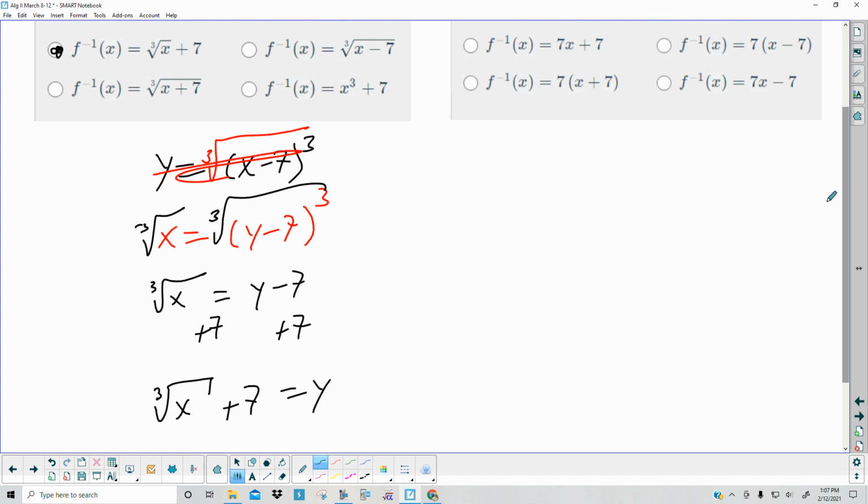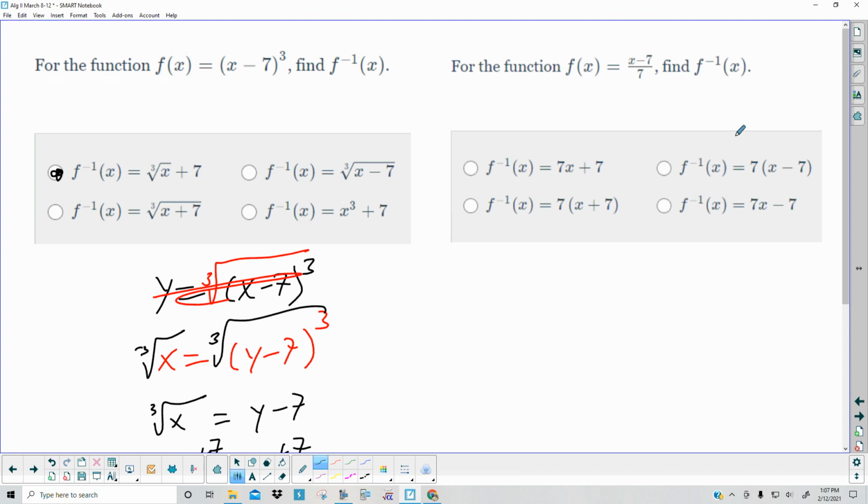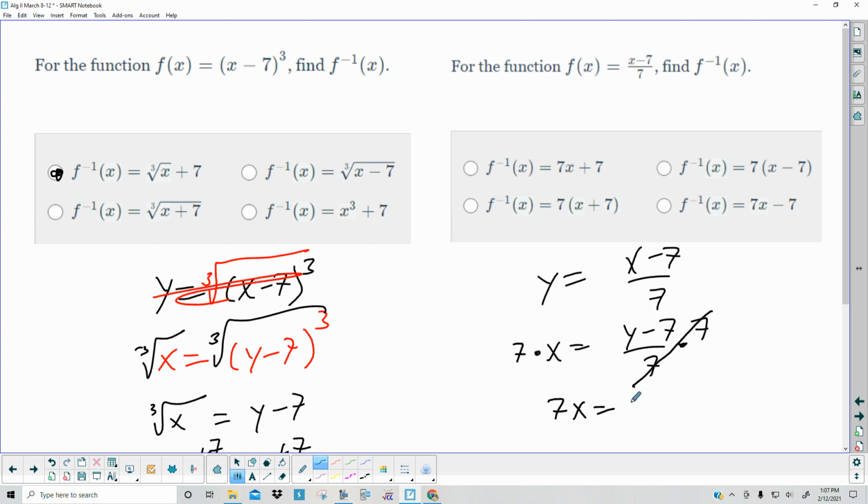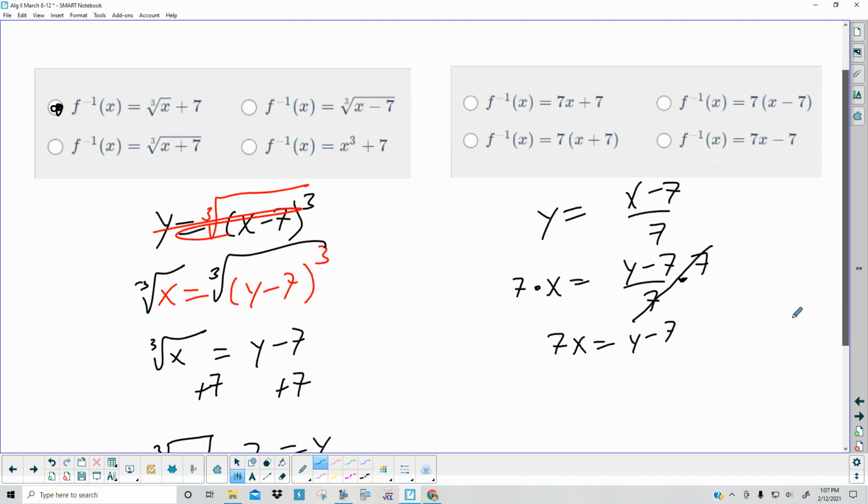Okay. So let's look at this one. Y is equal to x minus 7 over 7. Switch your x and y's. First thing you do, get rid of this dividing by 7. Those cancel out. And you've got 7x is equal to y minus 7. Now just add 7 to both sides. 7x plus 7 is equal to y. Right there, first one.